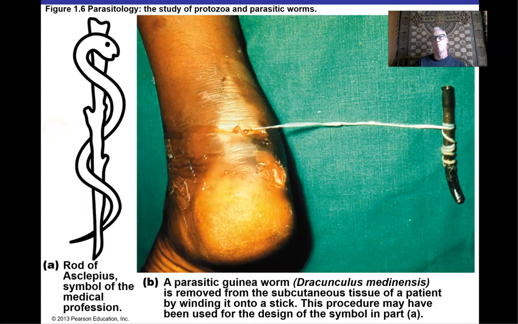Here's a picture of a parasitic guinea worm being removed from underneath the skin of this particular person. As I said, these are very, very common experiences in much of the world, and the way to remove that particular worm is to pull it out by wrapping it around a stick, and it's thought that this symbol for the medical profession, this rod of Asclepius, might represent or be derived from this problem of having to get these guinea worms out of the skin of its victims.